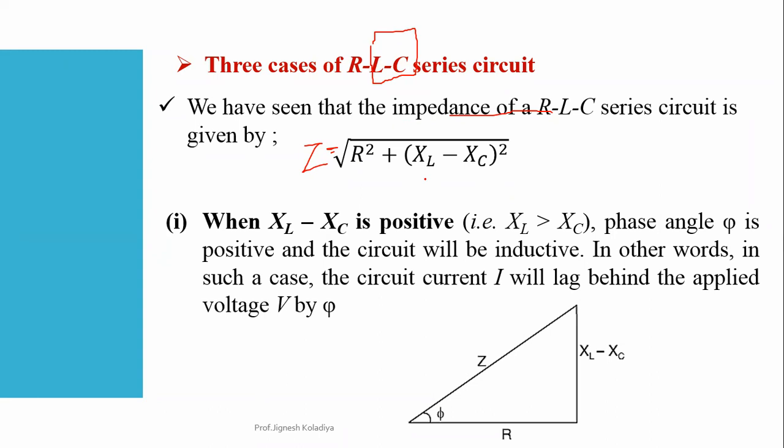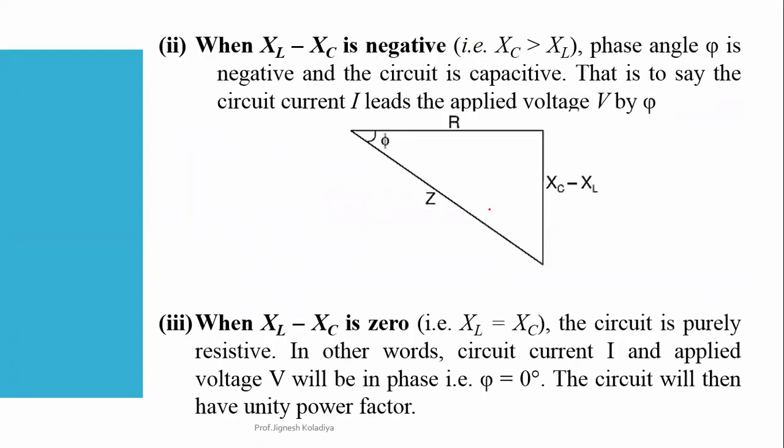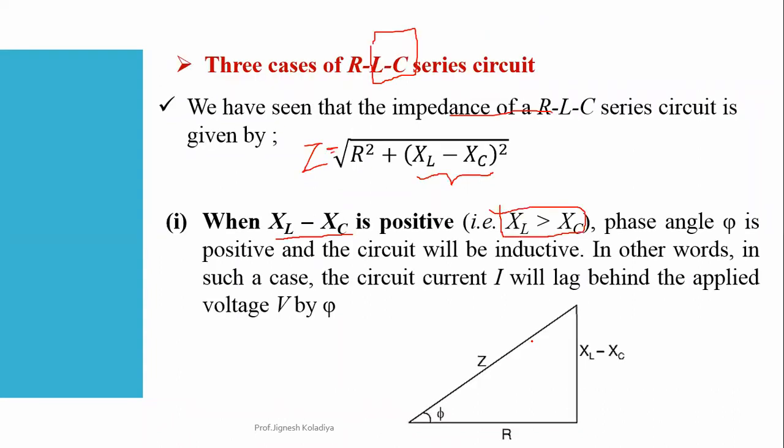What happens based on the different values of reactance? So first of all, case number one is when XL is more than XC, XL is greater than XC. In the second case, we are going to see XC is greater than XL, and the third case, both are equal. Both are equal.